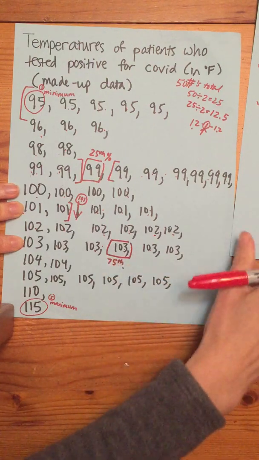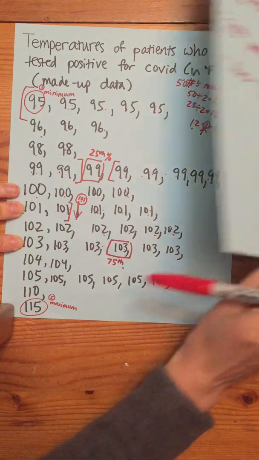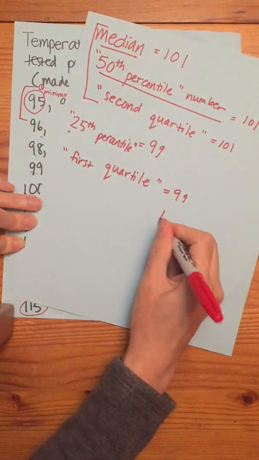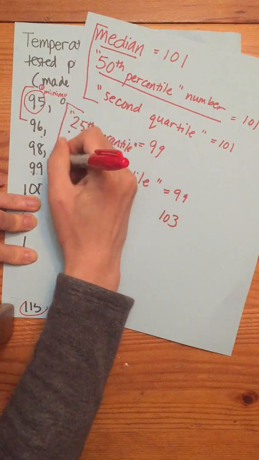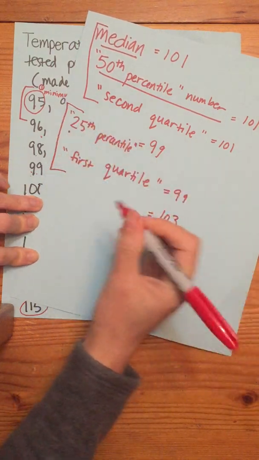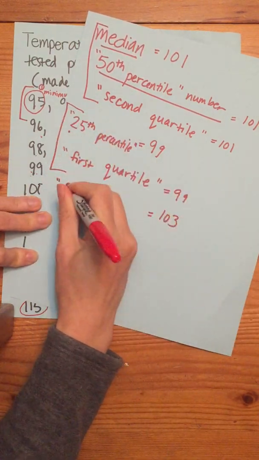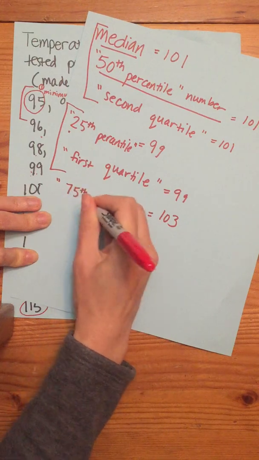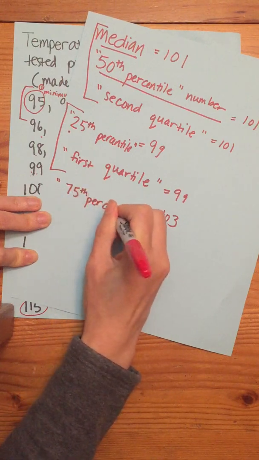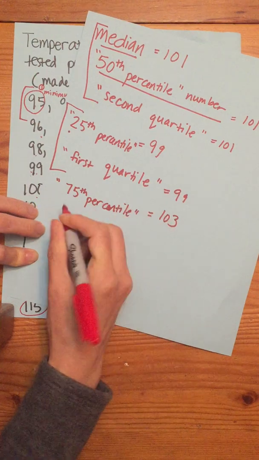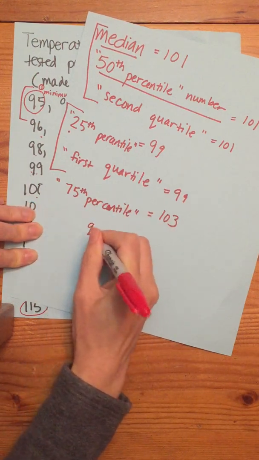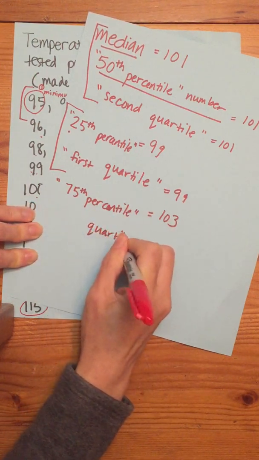Okay. So see if you can figure out 103 is called what vocabulary word? What is one word for this number? You can pause if you need, and then you should have written 75th percentile number. What's the other word for it? Blank quartile. See if you can figure out what goes in there.